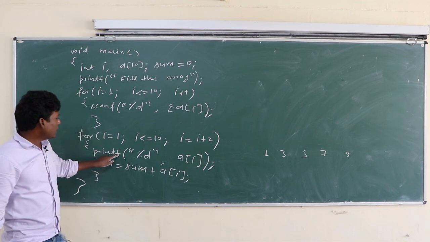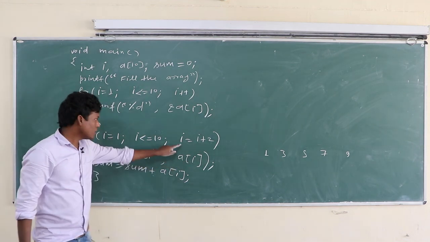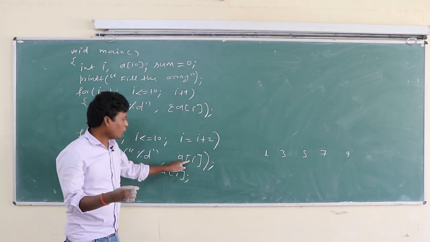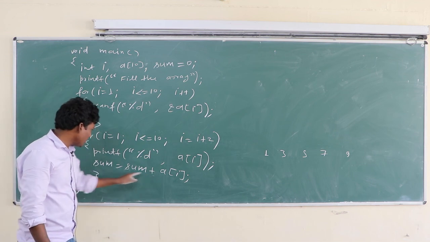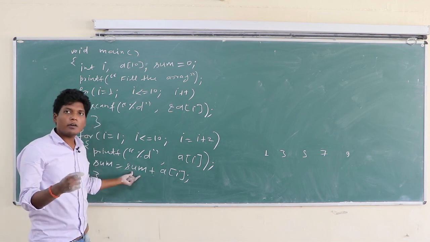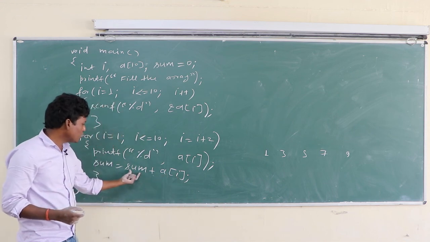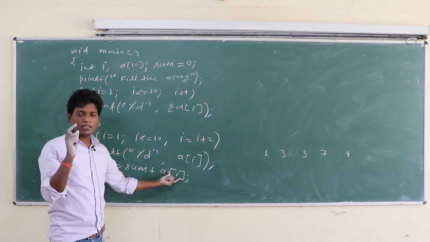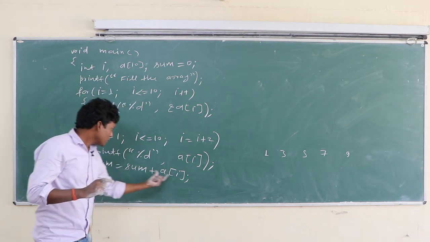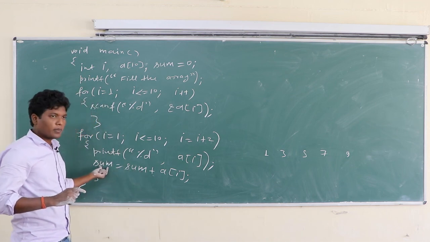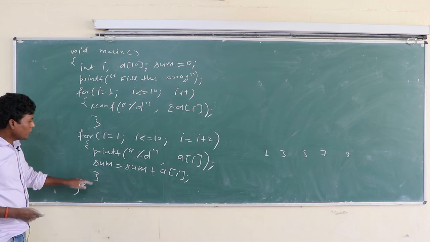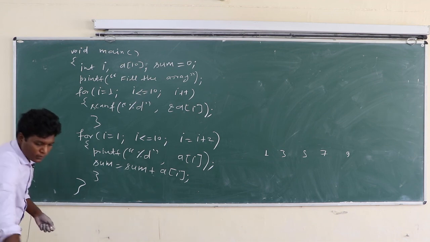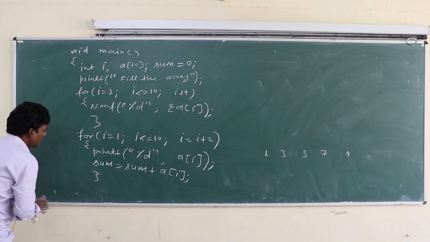Class, this printf prints the odd position elements, because here is i equal to i plus 2. This statement calculates the sum of odd position elements. First time sum has value 0, and 0 plus a of 1. A of 1 is the first odd position element, added to sum and assigned to sum. After this loop you have the total sum of odd position elements.